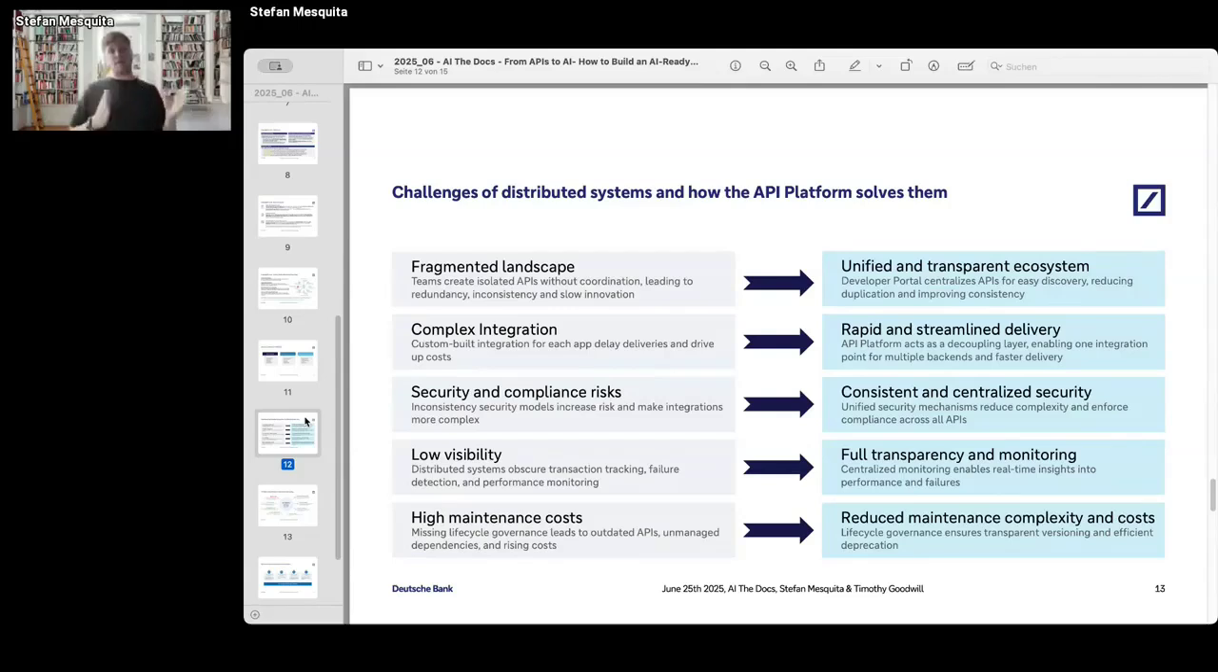This is where API platforms come in, which we see as a key thing for your API journey as an organization, but also your AI journey. The API platform solves this problem because suddenly you have a unified and transparent ecosystem. Everybody's connecting to the same host. People are not connecting to multiple APIs anymore. Everybody's connecting to the API platform. The API platform is rerouting traffic. So you have rapid delivery, centralized security, full transparency, and this is all obviously reducing the maintenance and complexity costs.